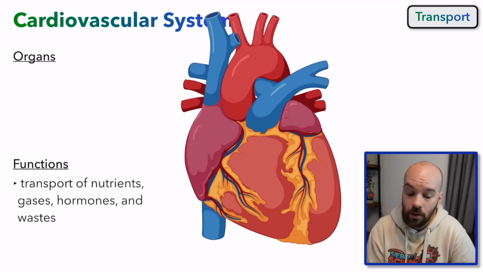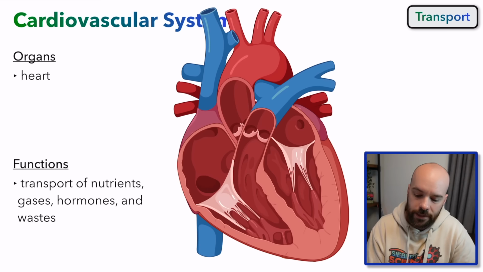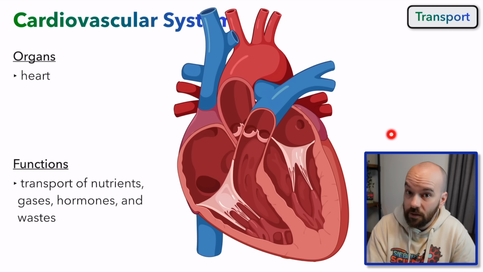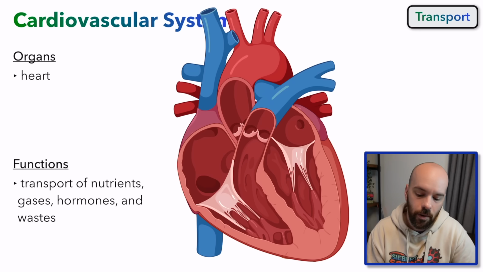The organs involved here, of course, we have the heart. The heart is mainly a pump. It's going to be pumping blood throughout the body. It's going to have four chambers. We've got the right atrium, right ventricle, left atrium, left ventricle. This right side will pump blood to the lungs in order to get oxygen. The left side will pump blood throughout the rest of the body in order to deliver that oxygen and other nutrients to the parts where it needs to go to.